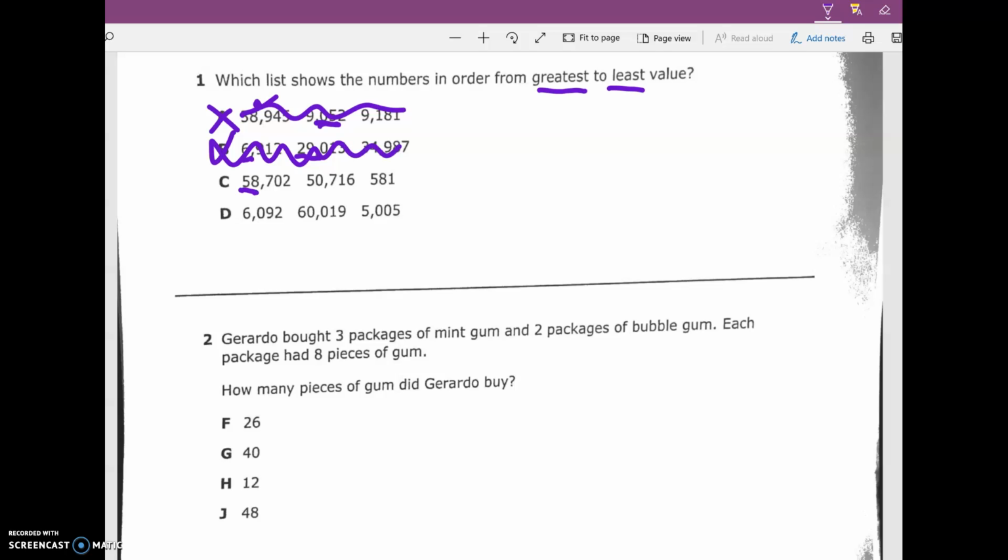Here we have 58,000, 50,000, and then a number in its hundreds. So this one might be, I'm going to put a little smiley face here. I like that one. Let's see this one. 6,000 is definitely not bigger than 60,000. So our correct answer is C.